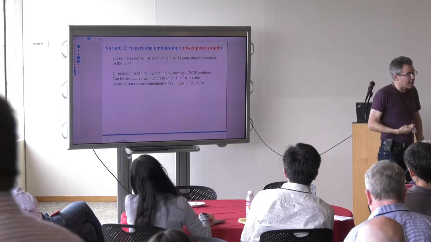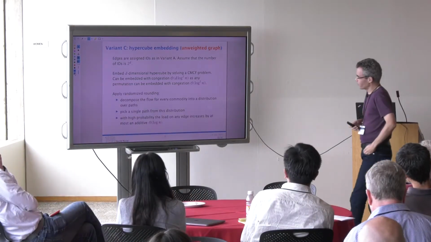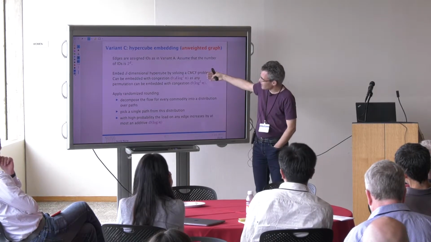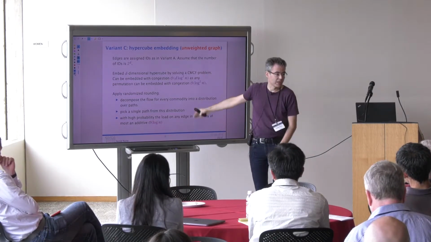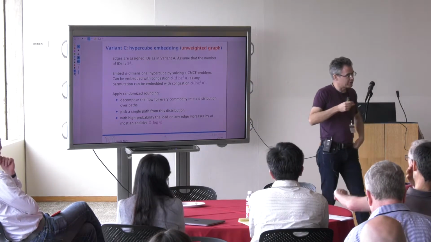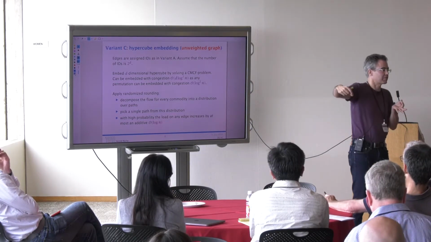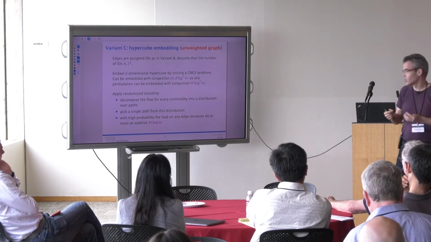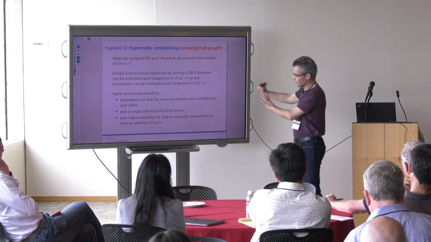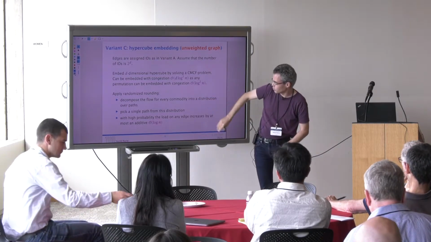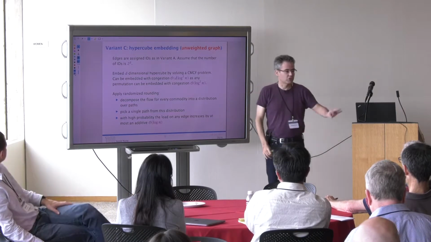And now, I'm not yet done, I also apply randomized rounding here. I want to embed the hypercube such that every edge is a single path, not just a flow. This all-to-all multi-commodity flow problem may give me a flow. So I apply standard randomized rounding. I decompose the flow for every commodity into a distribution of paths. I pick a single path. The congestion doesn't really go up.